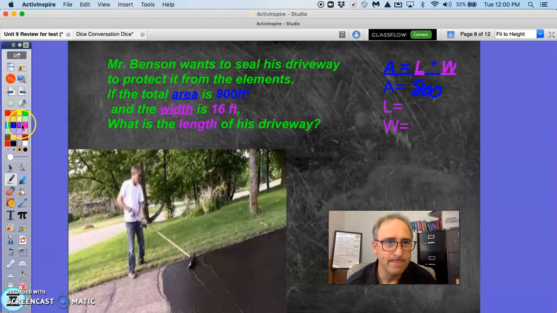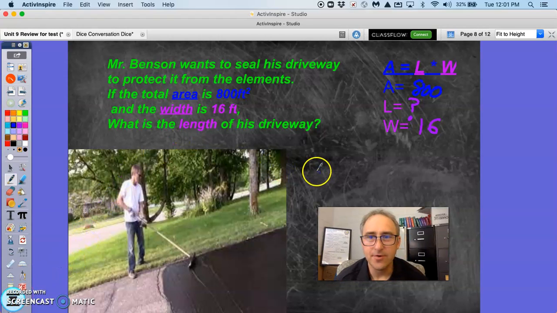Width is 16 feet. That goes down here. What is the length? They're not telling me the length, so I'm going to put a question mark. Now, I'm going to take my information and substitute it at the top here. So this is how you should do it. Do what I do. I'm going to write the formula again. Area equals length times width. And then I'm going to go through and I'm going to rewrite my information.